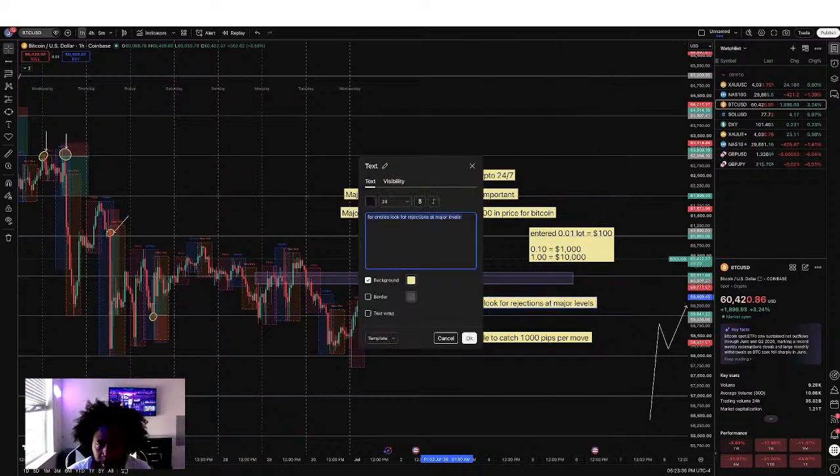For entries, look for rejection at major levels. Take profits to the next major level. Stop loss: most recent structure.